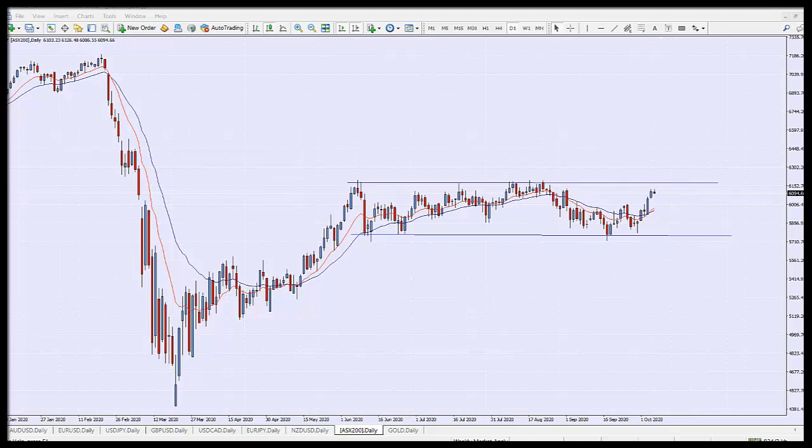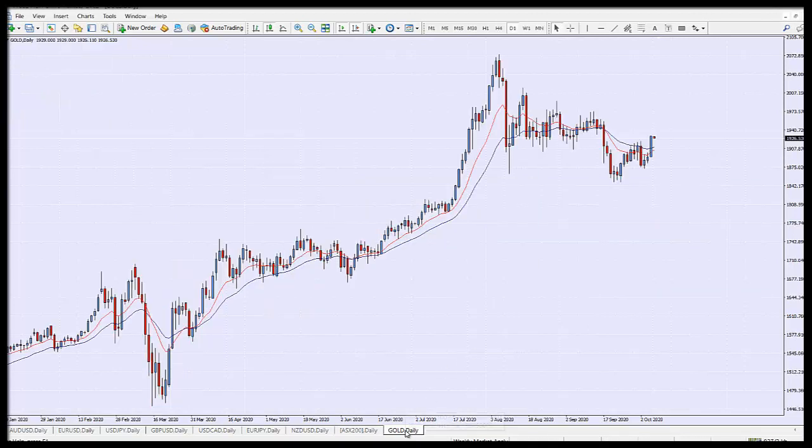All right, there you have it. That is the ASX 200. And finally, to wrap up the week, let's look at gold. Oh, gold, let's have a look.